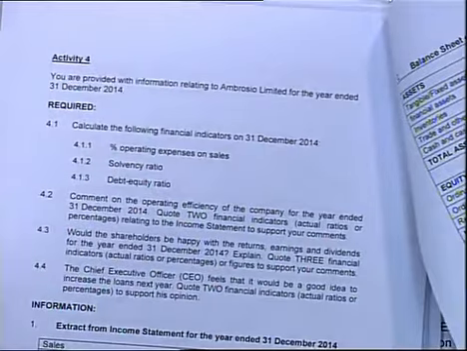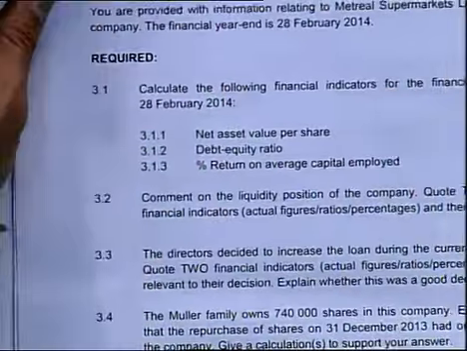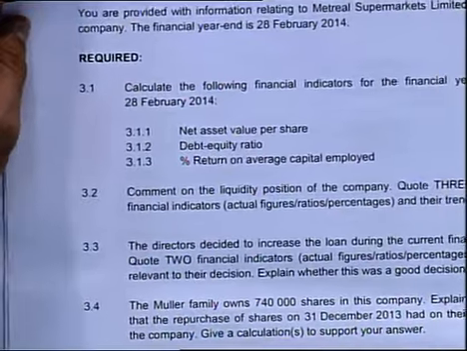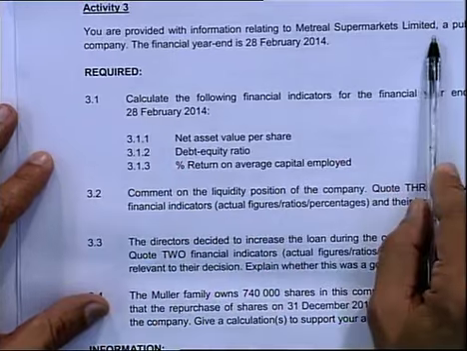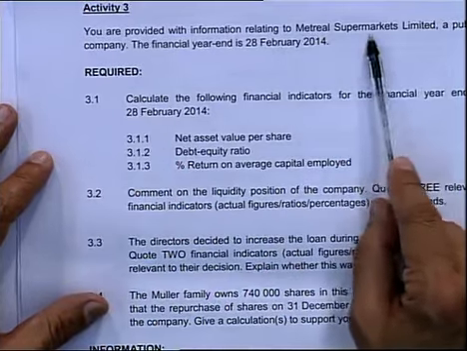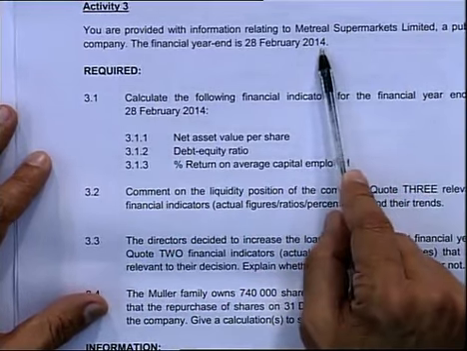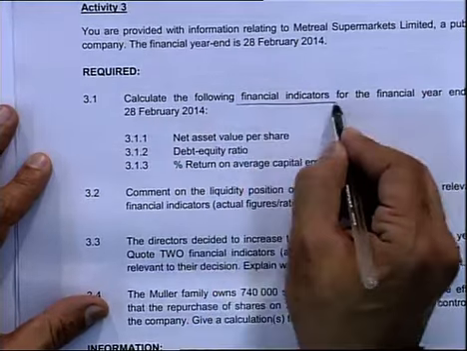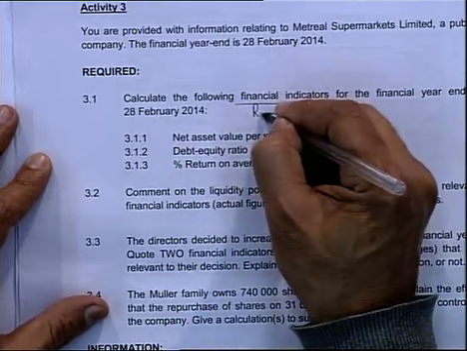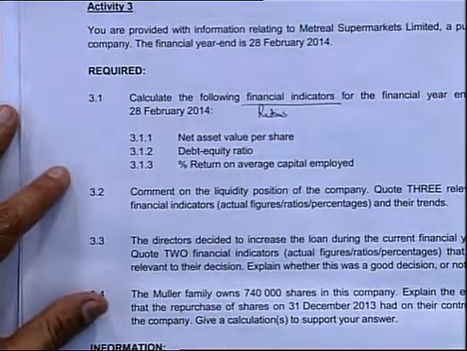Okay. So learners, let's go to your workbook, activity number 3, and the answer book. Righto. What's the information that they are saying? First of all, they're saying it's a public company, Material Supermarkets Limited. The financial year end is the 28th of February 2014. They want us to calculate the financial indicators. So when we talk about financial indicators, they are referring to the ratios that we have to calculate.